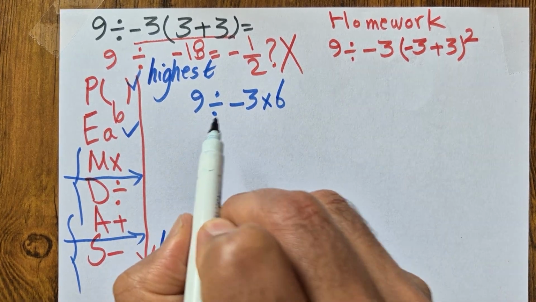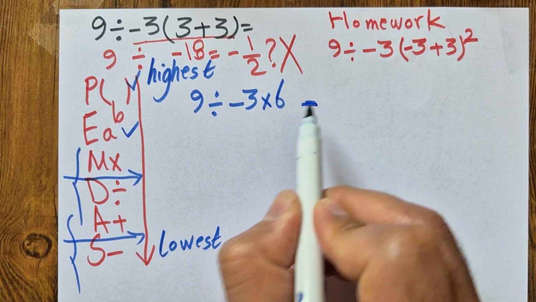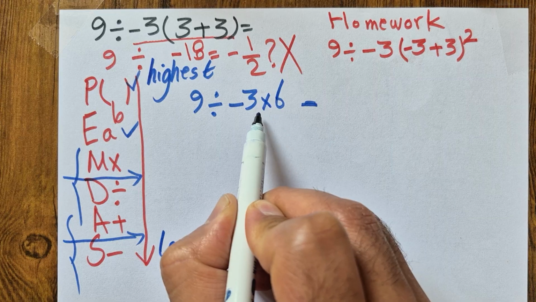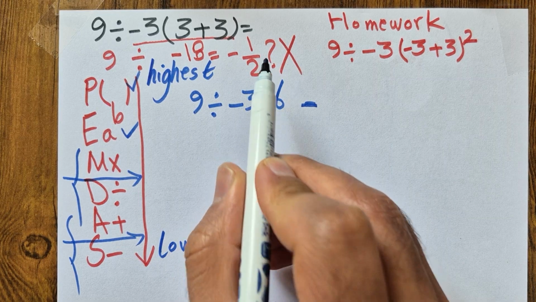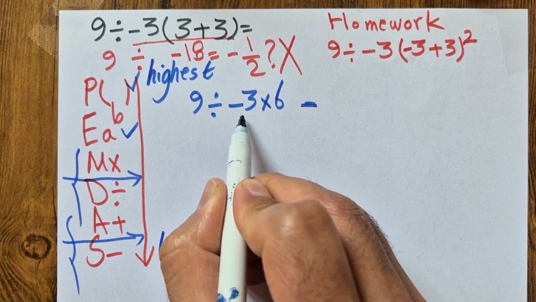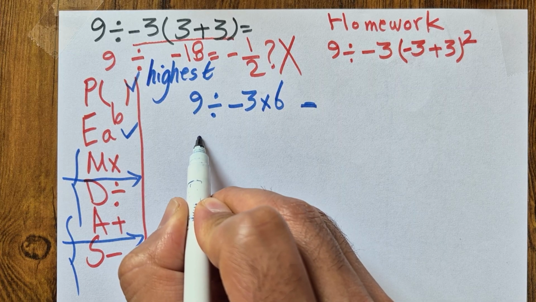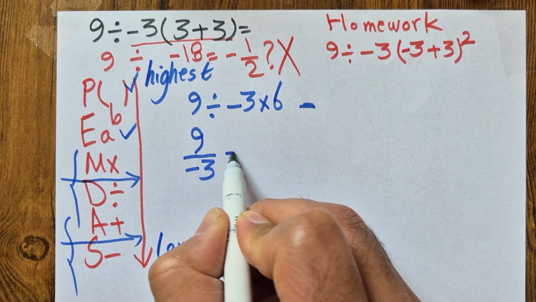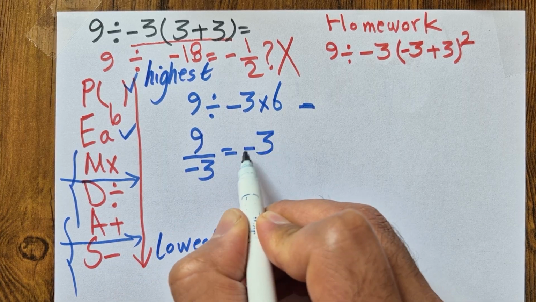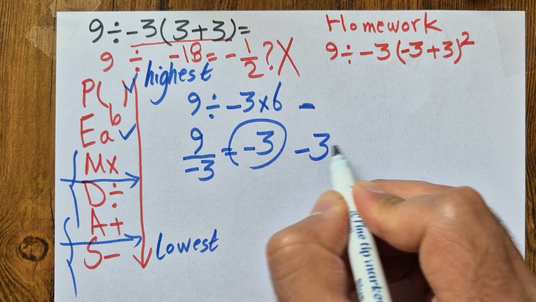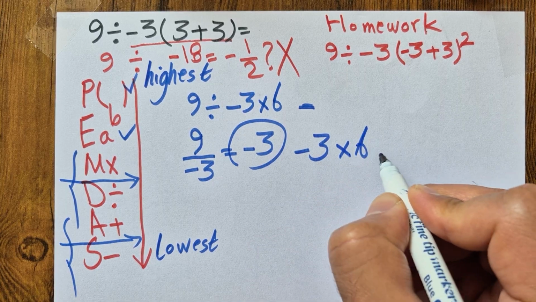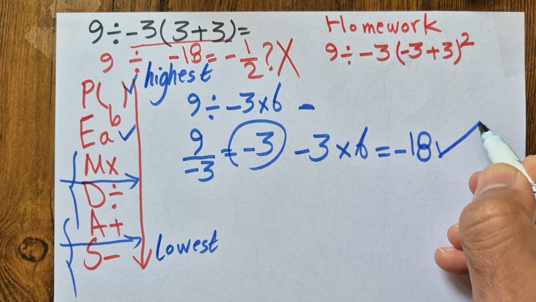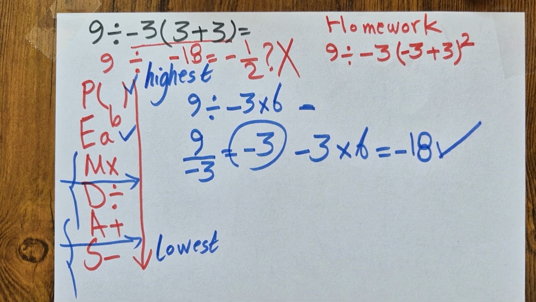Now we have division and multiplication. According to PEMDAS, go from left to right, not multiplication at first. If you do this, the answer would be 1/2. So 9 divided by minus 3 at first. So we can write it like this: 9 divided by minus 3, which gives us minus 3. And then minus 3 times 6 gives us minus 18, and that's the final answer.